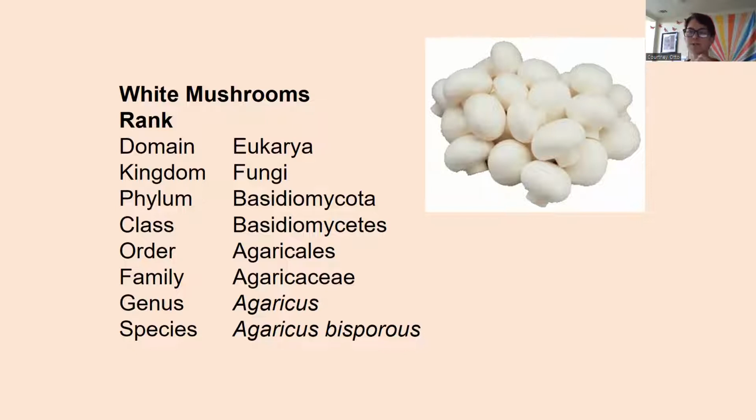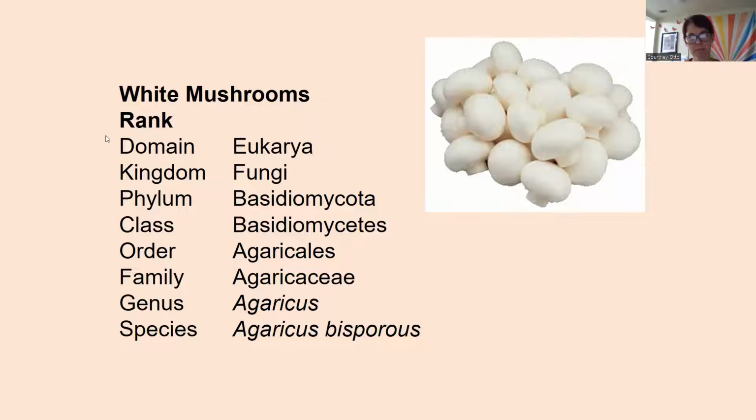Here are the white button mushrooms that you can buy at the grocery store. They're also in domain Eukarya, where corn was. They're in a totally different kingdom, though. They're in kingdom Fungi. We're going to study both fungi and plants in this course. They're in phylum Basidiomycota. A lot of the mushrooms that you're familiar with are going to be in there. Class Basidiomycetes, order Agaricales, family Agaricaceae, genus Agaricus, and finally species Agaricus bisporus.